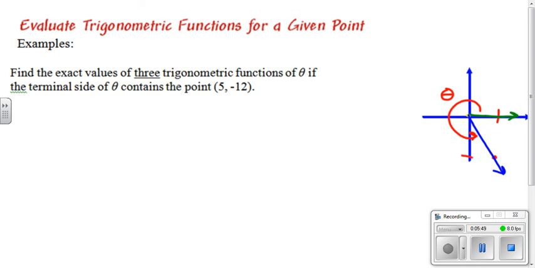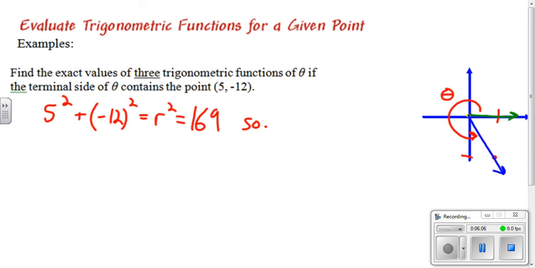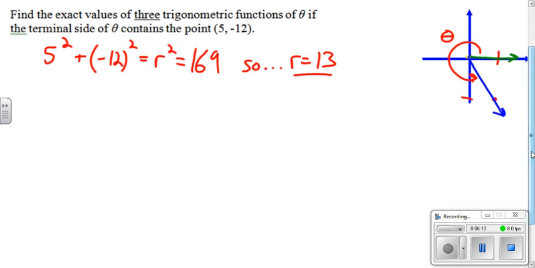We need to use the Pythagorean theorem to find r. So 5 squared plus negative 12 squared equals r squared. And 5 squared plus negative 12 squared is going to come out to 169. So r equals 13. So using the fact that r equals 13, I'm going to do sine of theta, cosine of theta, and tangent of theta.